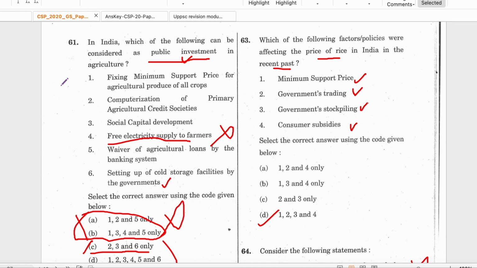It does not create investment, which creates certain infrastructure, something for the long run, which can be utilized by the farmers of the future generation as well. MSP तो है नहीं, ठीक है. Electricity supply, free electricity supply भी एक तरह का service है, it's not something which is creating investment, long term तो कुछ इसका है नहीं. Cold storage facility, yes सही है. Social capital development, ठीक है, future में भी काम आता है. SHGs are a type of social capital development, isn't it? Computerization of primary agriculture credit society, yes, हो गया, answer solve, खत्म करो, ठीक है.